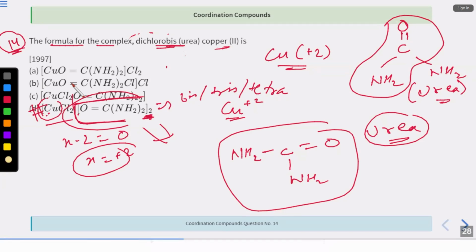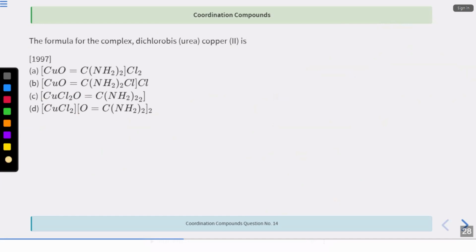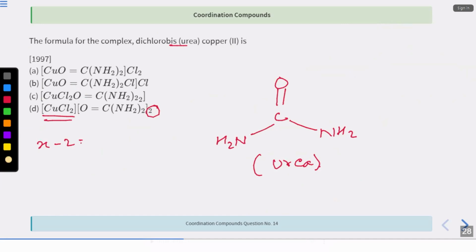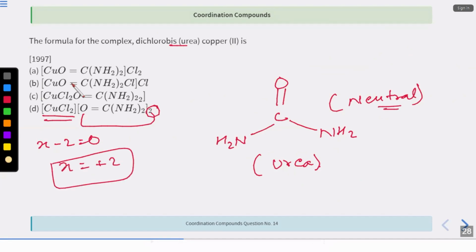Cool. So let me write it again. Urea is like this. So you have to search for this compound. Bis means 2. So here it is bis, and here copper is in plus 2 state because X minus 2 equals 0, because this is a neutral compound. Urea is neutral. So this will give you X equals plus 2, which is shown here. Okay, so this is my answer.